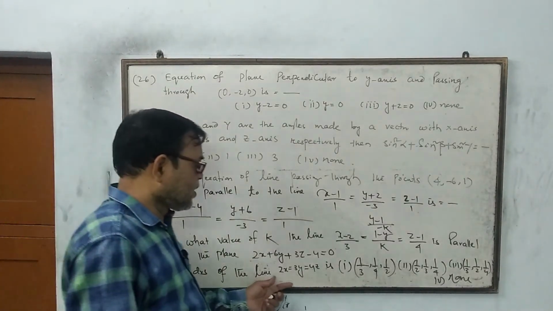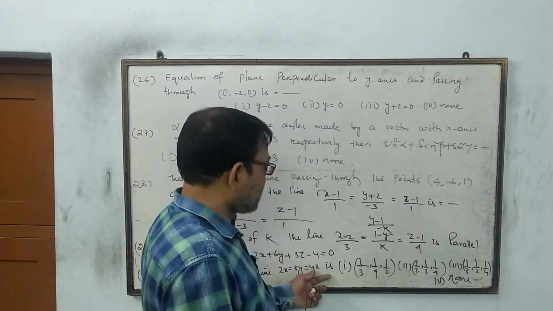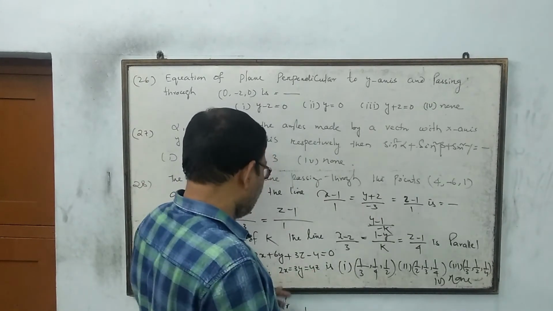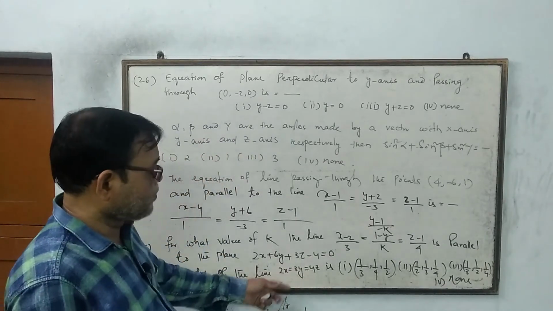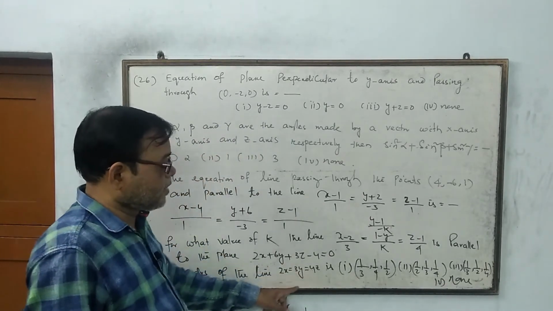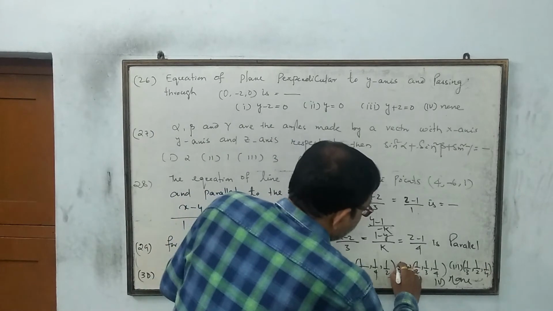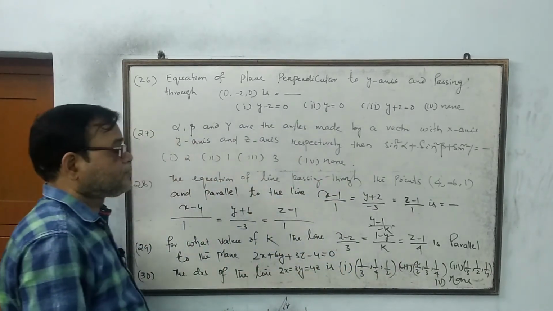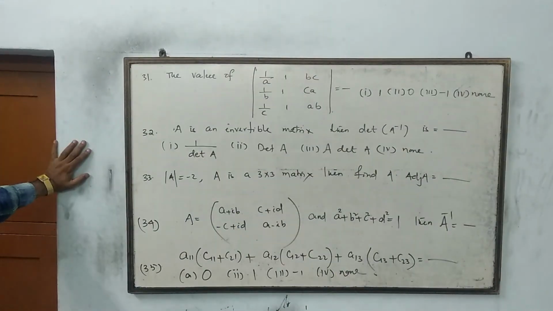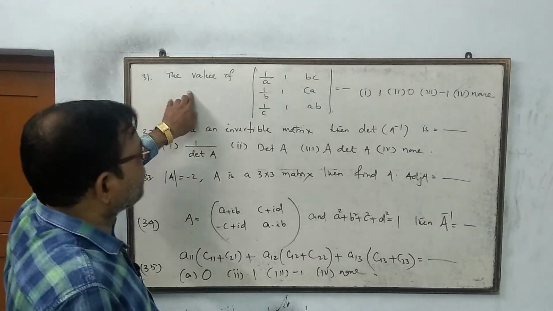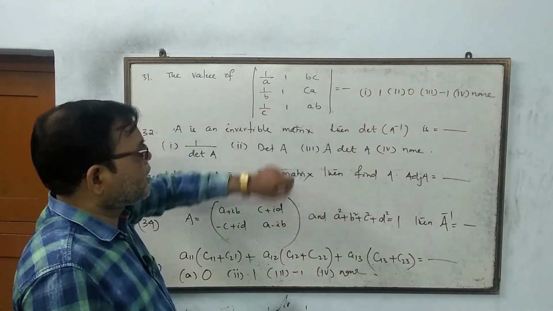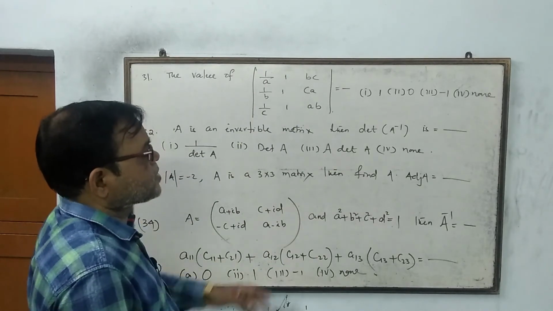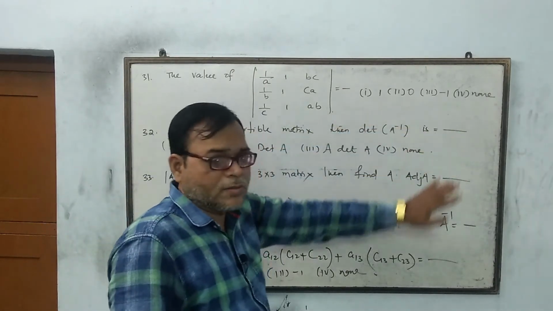The DRs of the line 2x equal to 3y equal to 4z is dash. X by half equal to y by 1 by 3 equal to z by 1 by 4. So answer is 1 by 2, 1 by 3, 1 by 4. Next question number 31. The value of the determinant with rows 1 by a, 1 bc; 1 by b, 1 ca; 1 by c, 1 ab is equal to dash. 4 options are 1, 0, minus 1 and none of these.